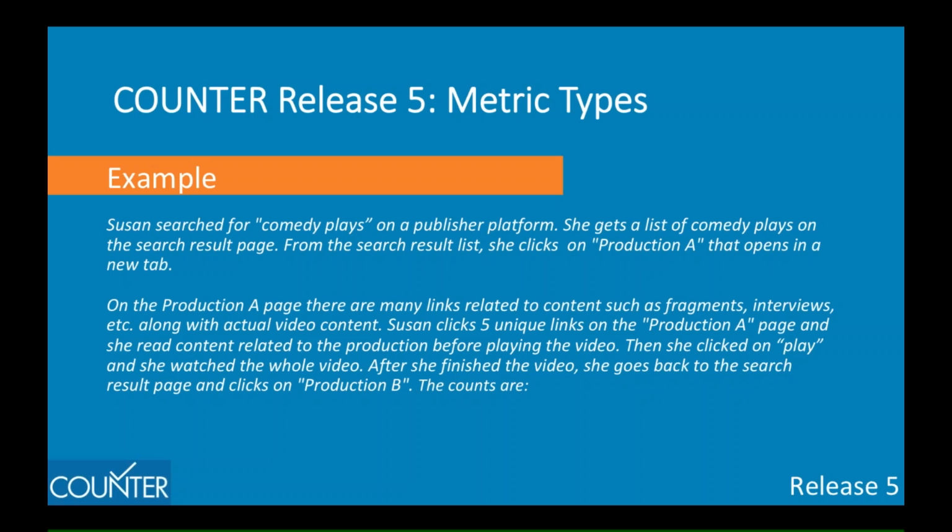On the production A page, there are many links related to content such as fragments, interviews, or biographies, along with the actual video content. Susan clicks 5 unique links on the production A page, and then she reads the content related to the production before playing the video. Then she clicks on play and she watches the whole video. After she finishes the video, she goes back to the search result page and clicks on production B.